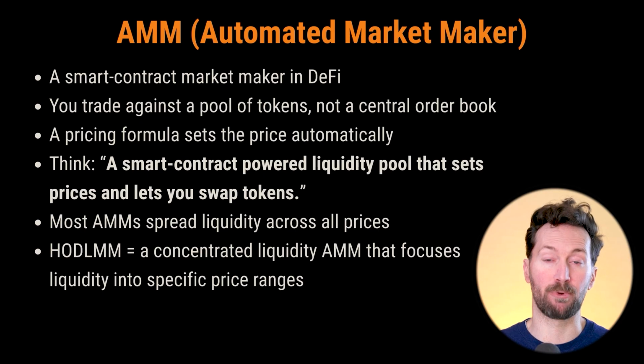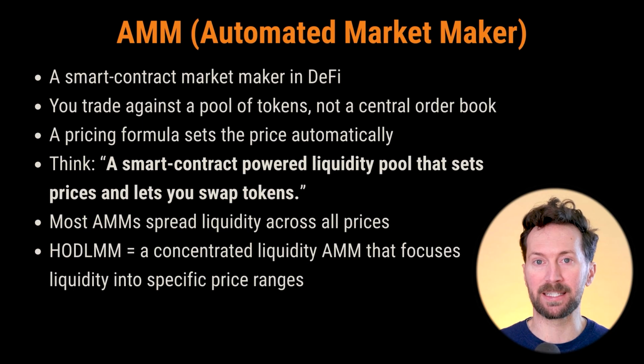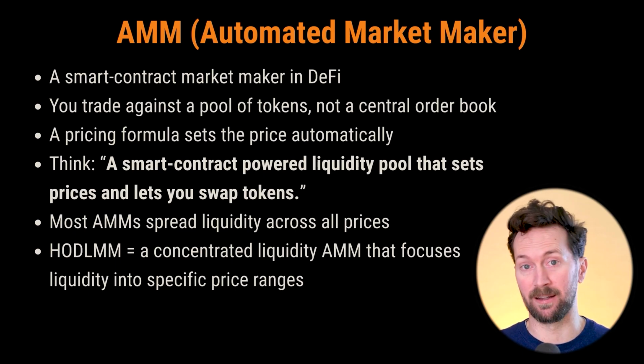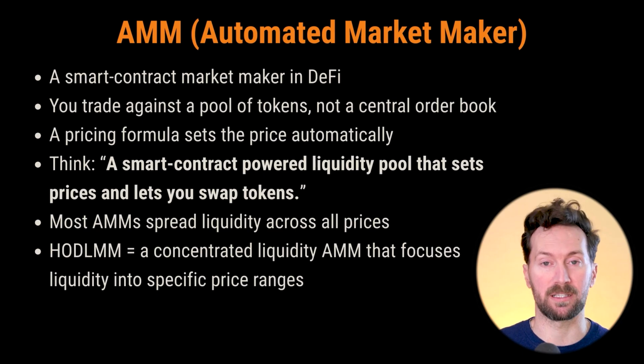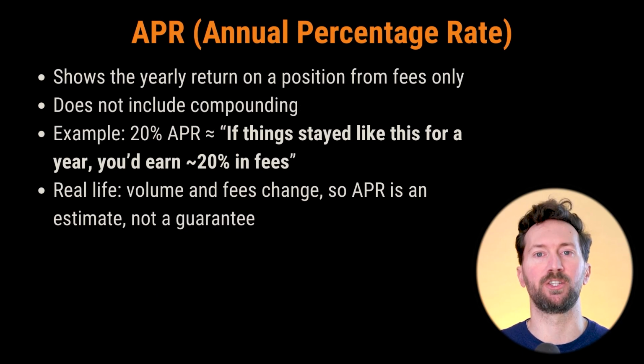Traditional AMMs spread liquidity across all prices from basically 0 to infinity, and HODL is still an AMM, but it is a concentrated liquidity AMM, which means it focuses liquidity into specific price ranges instead of wasting it across the entire price spectrum. Next up is APR, or annual percentage rate.